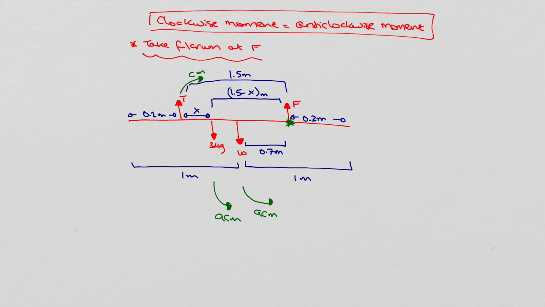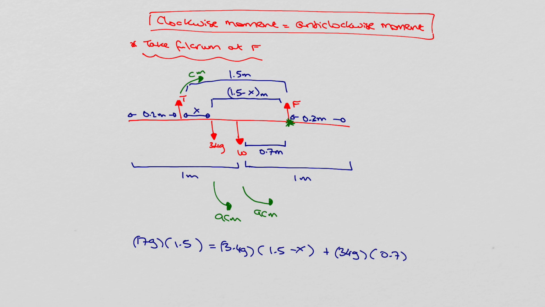Well, we can say the clockwise moment must be equal to the anti-clockwise moment. And our clockwise moment is this upward force T, which we said has a weight of 17g, times the perpendicular distance, which is 1.5. And that must equal the anti-clockwise moments, so that's going to be 3.4g times the perpendicular distance, which is 1.5 minus x, plus the weight, which is 34g, times the perpendicular distance, which is 0.7.